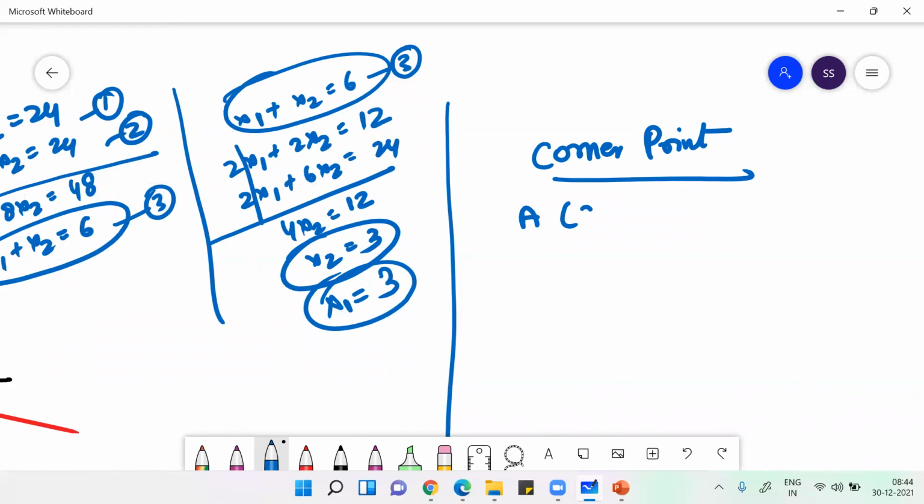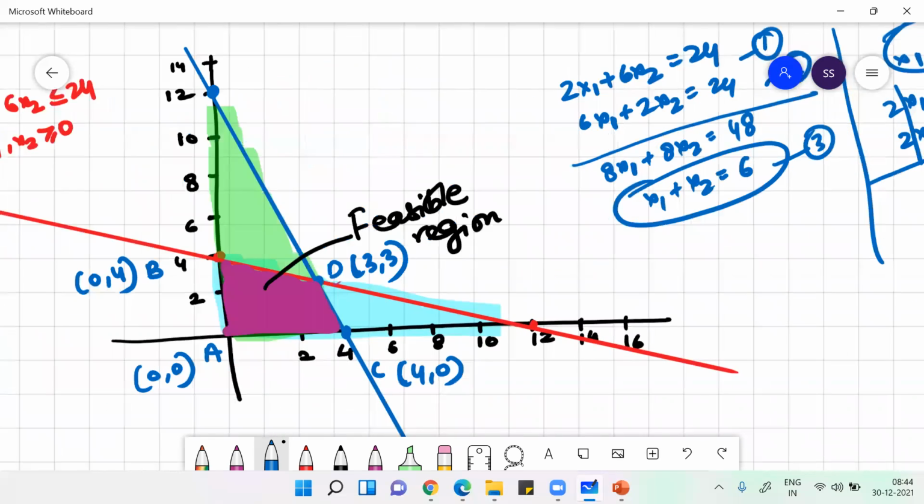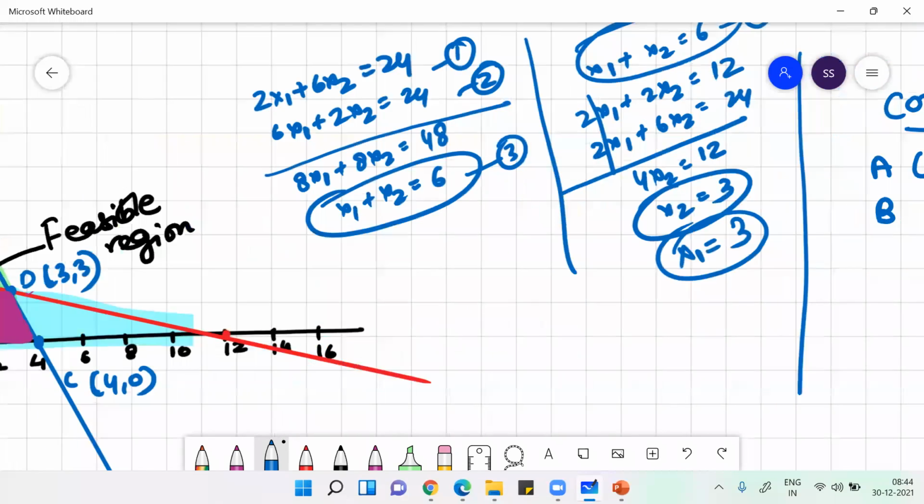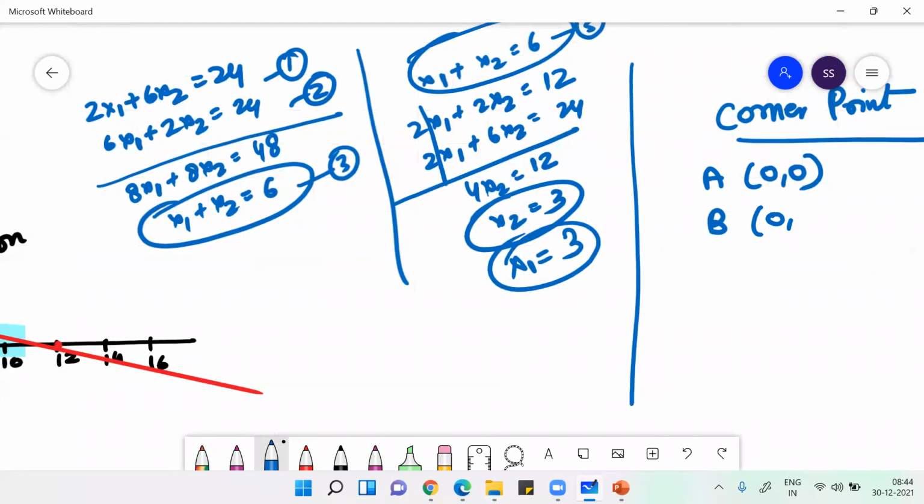So A means (0, 0). Coordinate B is (0, 4). Coordinate C is (4, 0). Coordinate D is (3, 3).